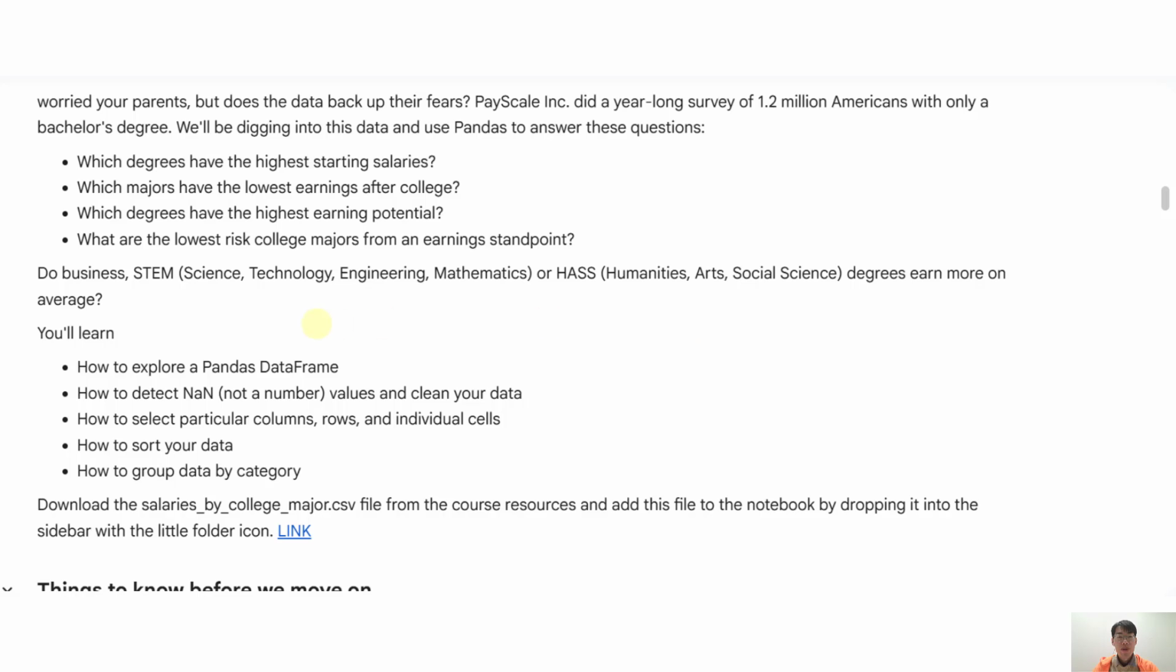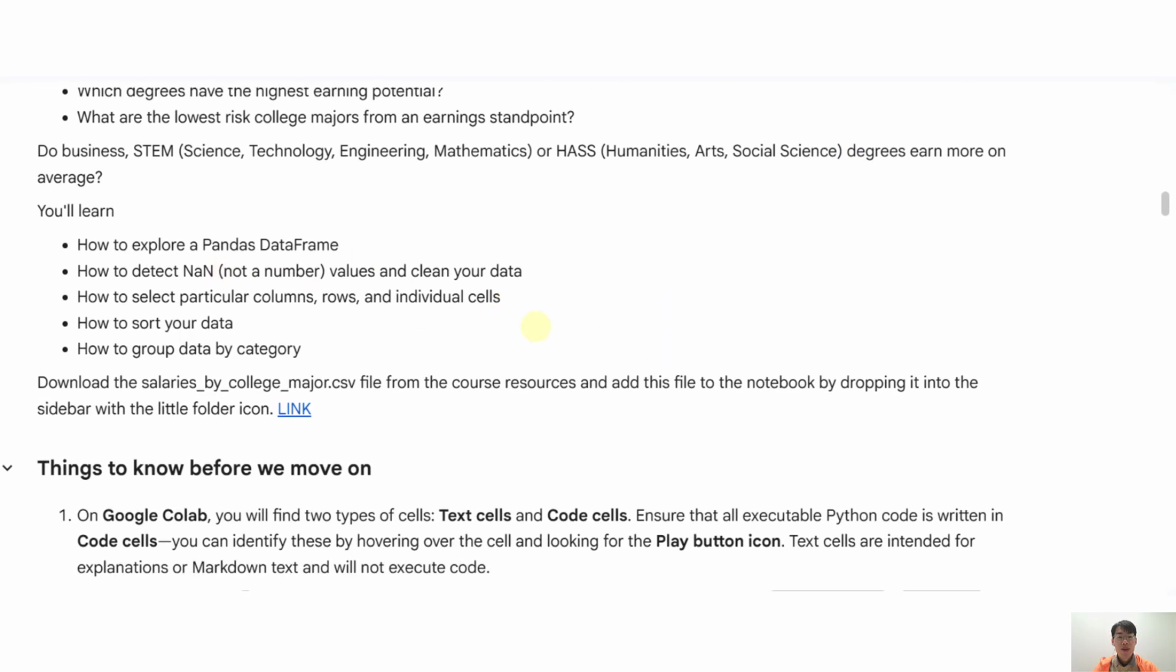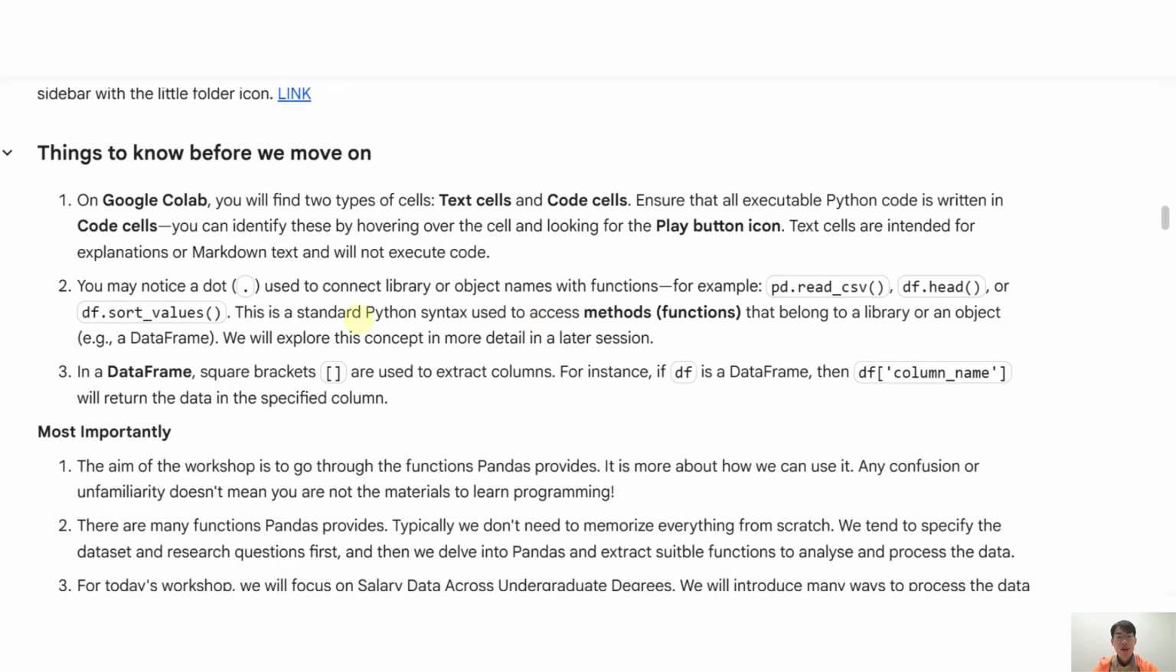So there are three schools: business, STEM, and HAS. And we will learn how to explore the functions in Pandas and how to clean, process, sort and group data. This is Google Colab, so you can see there are text cells and code cells. Basically, we will use code cells to write and run our code.